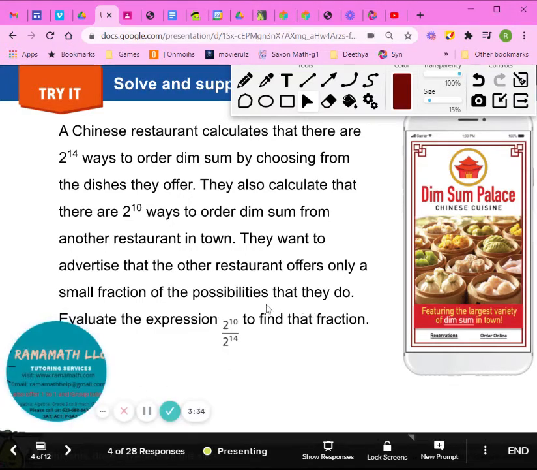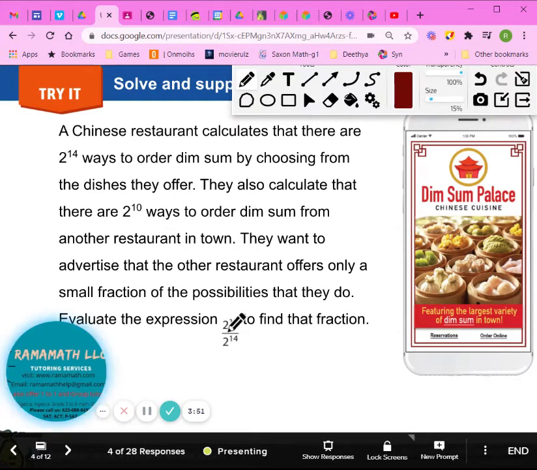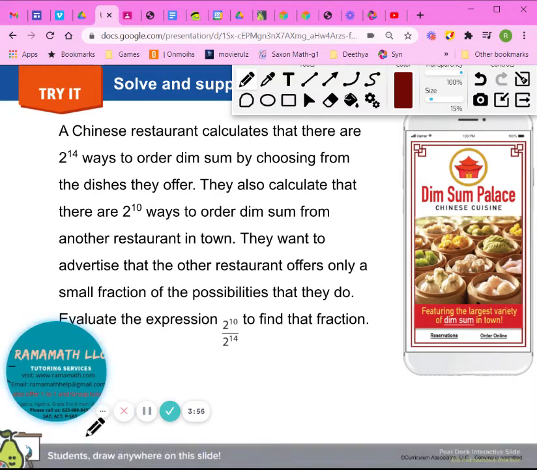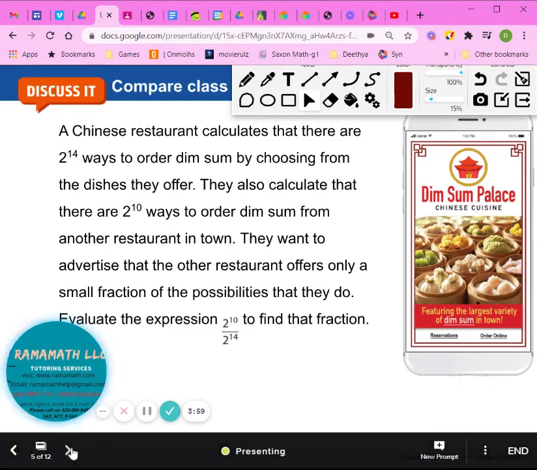What can we say? Also look at this one. Evaluate the expression 2 to the 10 over 2 to the 14 to find the fraction. What we're looking for here is the fraction. So let's divide 2 to the 10 by 2 to the 14 and see what we can get. Let me go to the next.